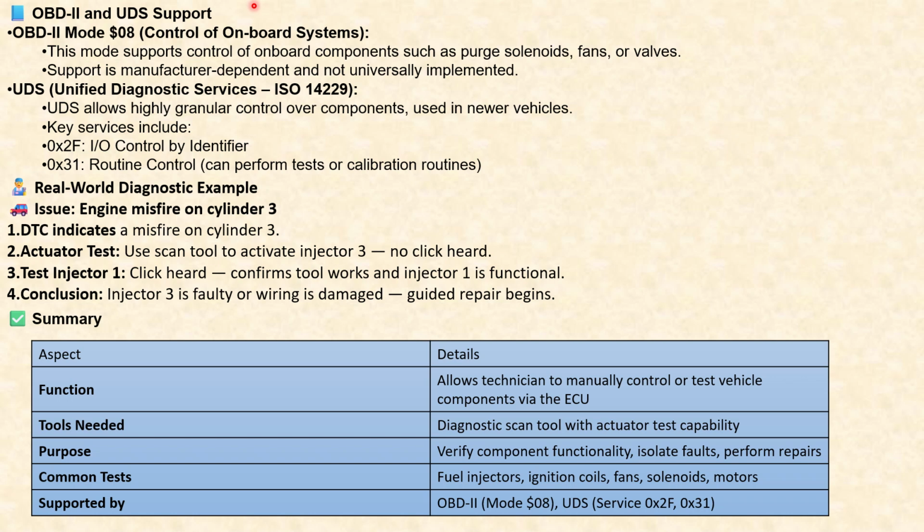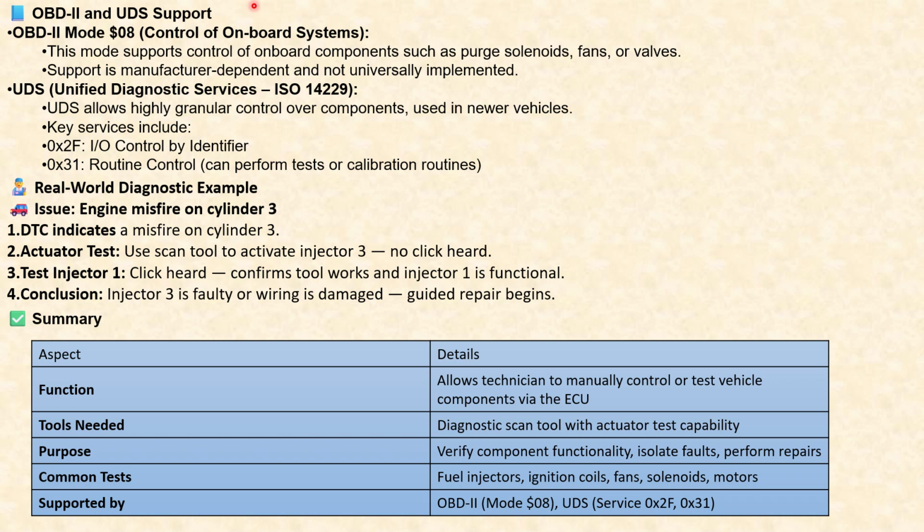Now, when it comes to a real-world diagnostic example, let's take the issue as an engine misfire on cylinder 3. Okay, the DTC indicates a misfire on cylinder 3. Actuator test: use the scan tool to actuate injector 3. No click heard. Then test injector 1, click heard. Confirm the tool works and injector 1 is functional. So we can conveniently conclude that injector 3 is faulty or the wiring is damaged.